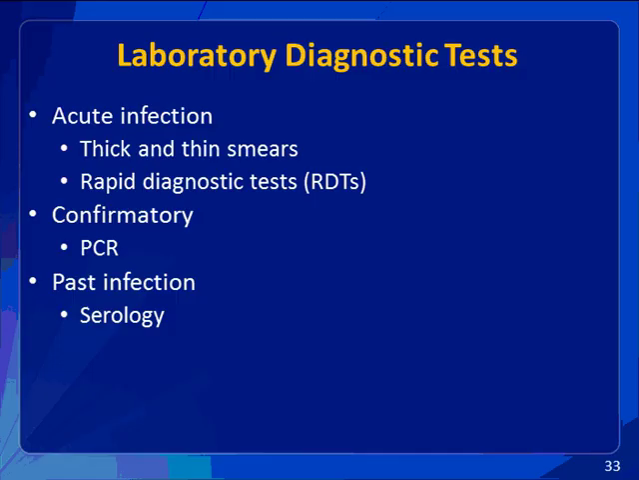For the diagnosis of acute infection, there are two options available in the U.S. Microscopy through thick and thin smears, and rapid diagnostic tests, or RDTs. To confirm a diagnosis made through thick and thin smears, or RDTs, polymerase chain reaction, or PCR, tests are available. However, they are not appropriate for diagnosis of acute infection due to the delay in receiving the results. To determine past infection with malaria, serology is available for the detection of antibodies.